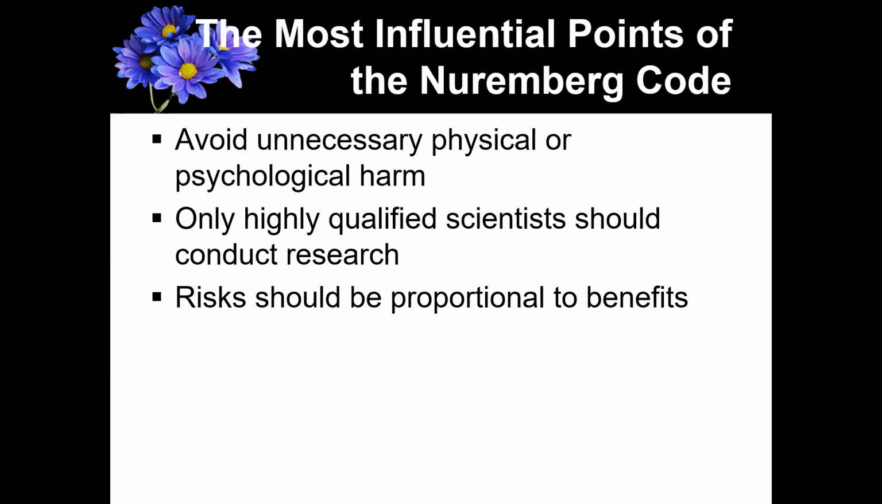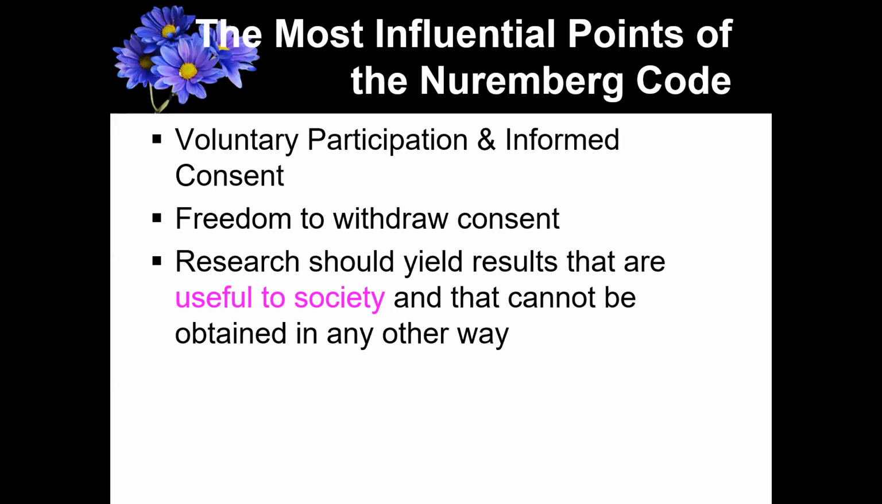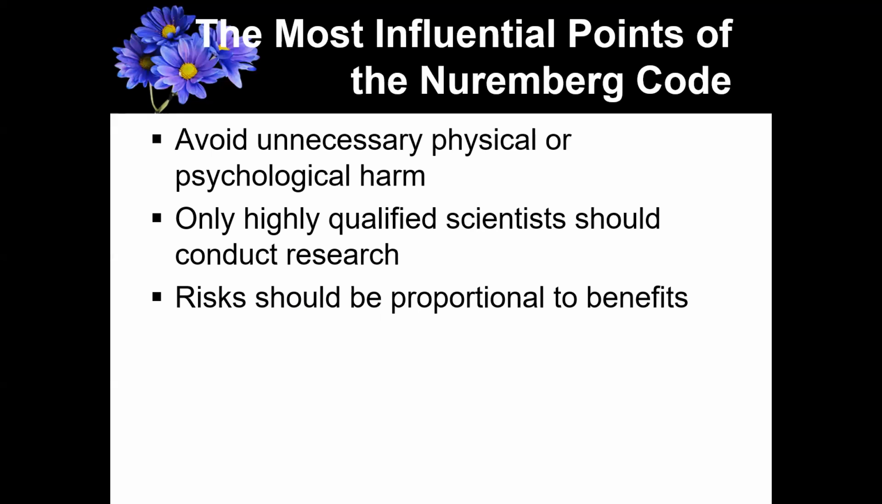Another one that came out of the Nuremberg Code is that only highly qualified scientists should conduct research. Okay, so when you run a study as either an undergraduate or a graduate student, you have to do so under the supervision of someone with a PhD, a professor. Kind of going back to this issue of the research being useful to society, that in part relates to this point here. So if it's not someone who's a highly qualified scientist, which is considered someone with a PhD, you're not allowed to run the research on your own. Again, you can run it under the supervision of someone with a PhD, but not by yourself if you don't have one.